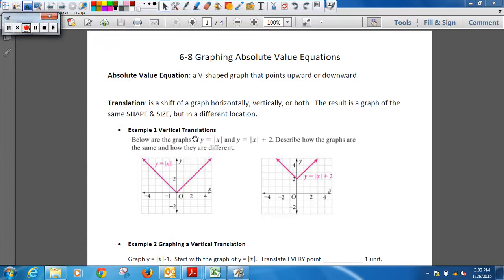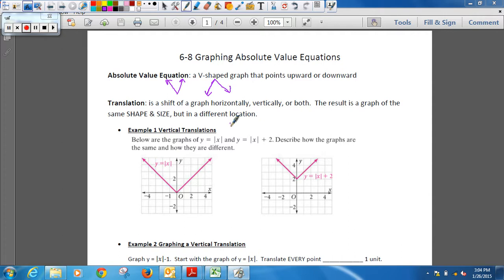Today we'll be looking at the graphs of absolute value equations, and hopefully from last chapter you remember that they are V-shaped. So again, an absolute value equation is a V-shaped graph that points either upward or downward. So it could look like one of the following: a V shape going upward or a V shape facing downward.